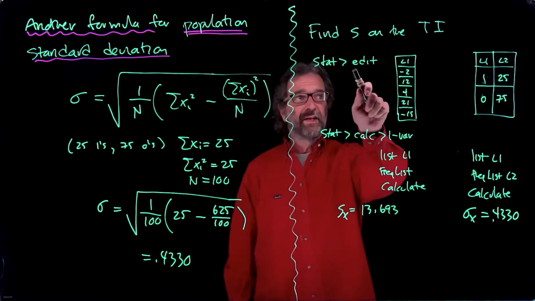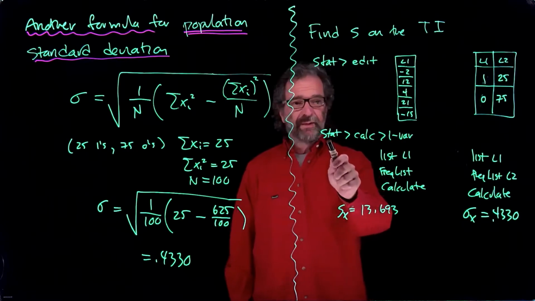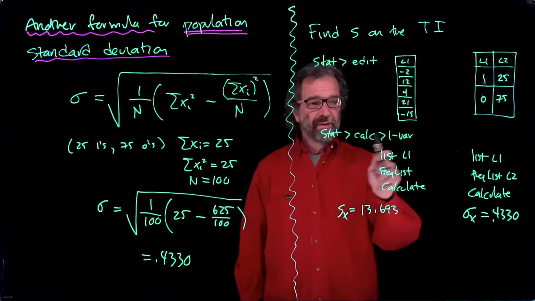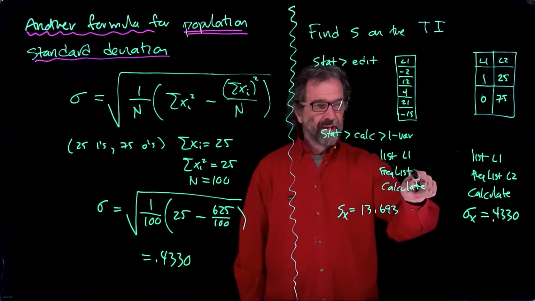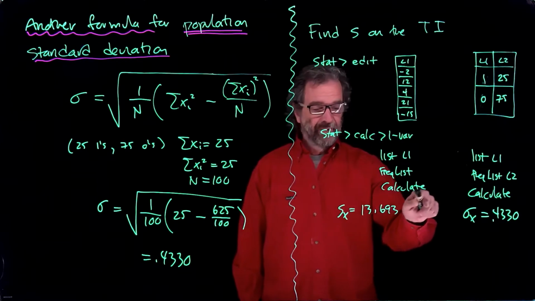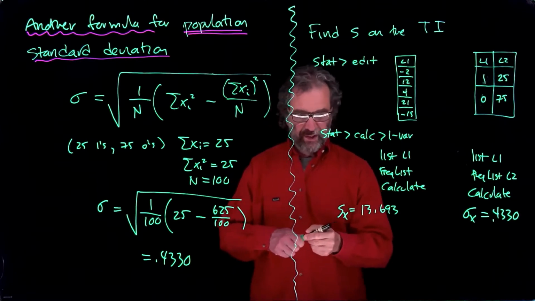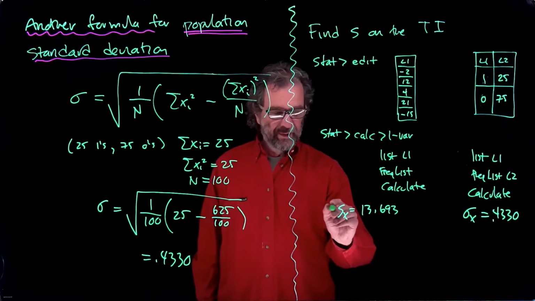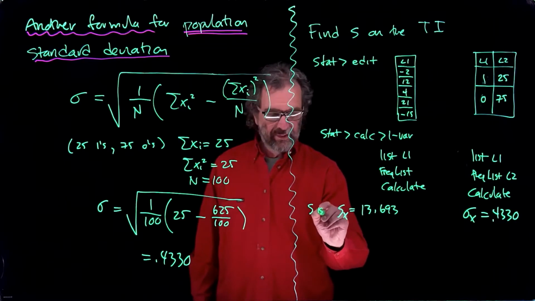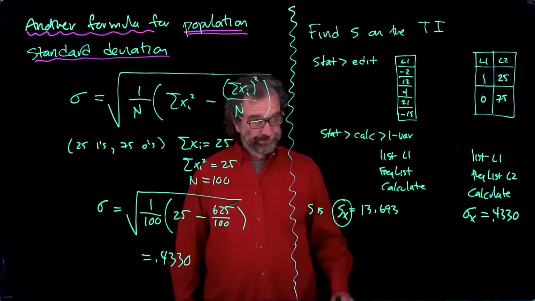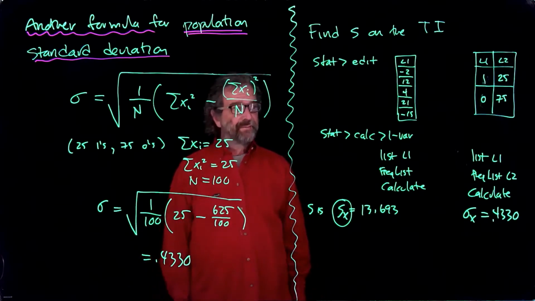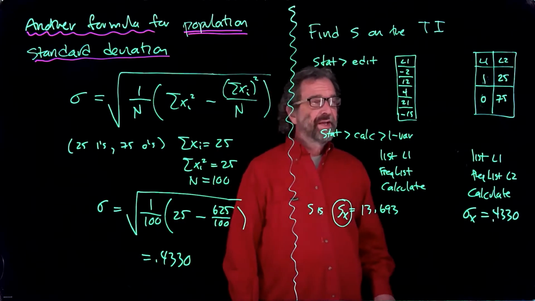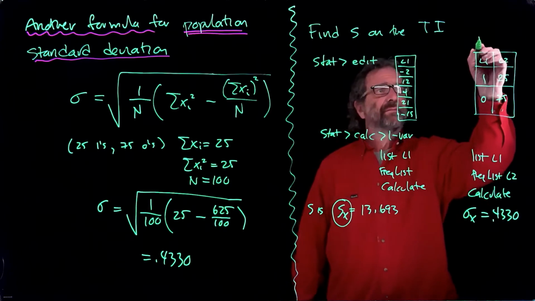So we go stat, edit, put it in a list. Then after it's in there, we go stat, calc, one variable. We pick the list. We leave frequency blank. We hit calculate. And we look for this guy here, Sx. So on the calculator, S is Sx, like that. 13.693, that's what we got. Perfect.